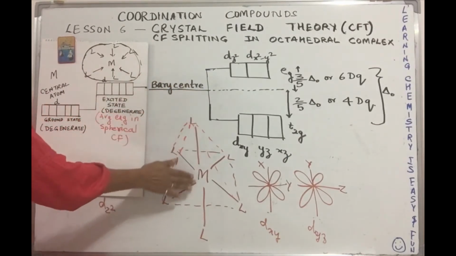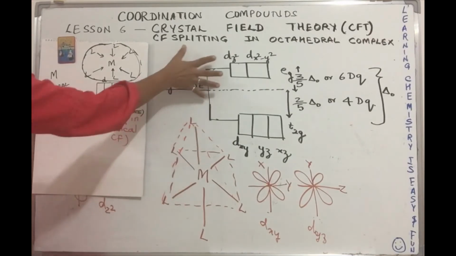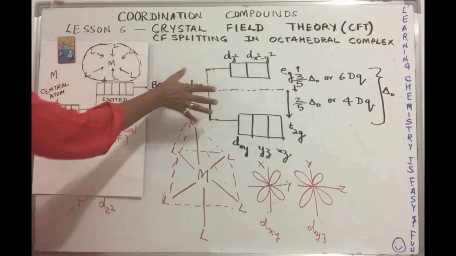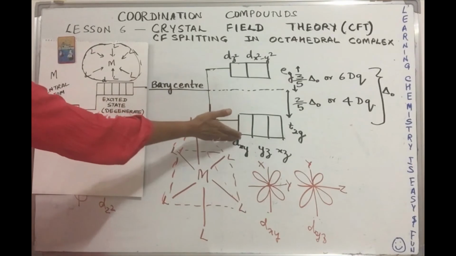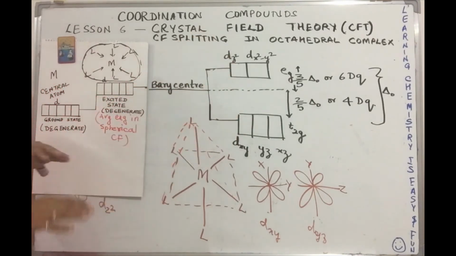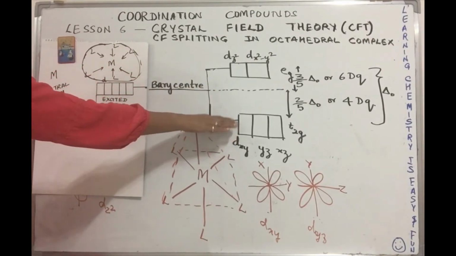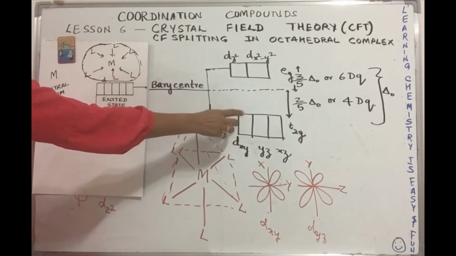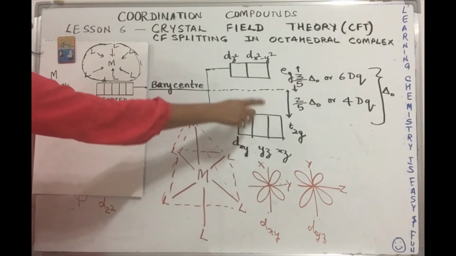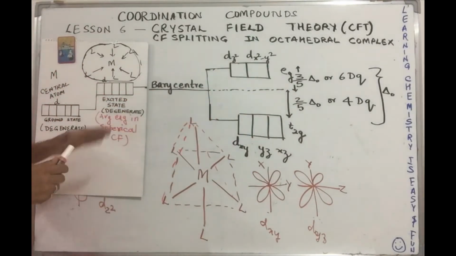Due to the approach of the ligands along the axis, there's mutual distrust. This set of orbitals, their energy goes down. They say, okay, we can't put up the fight anymore, and we give in. So their energy gets lowered. By how much? For this we will calculate as 2/5 of delta O. I'll come to that later.